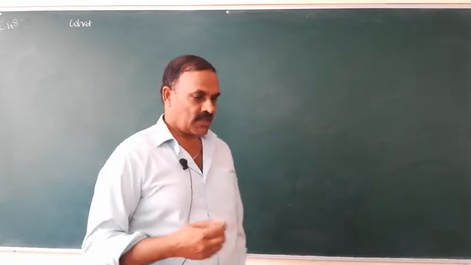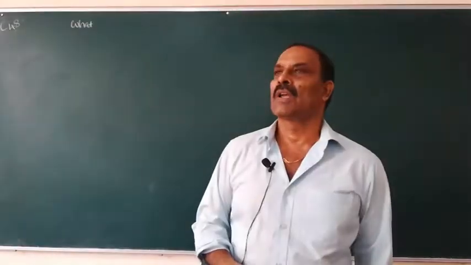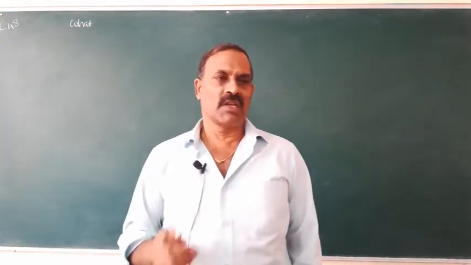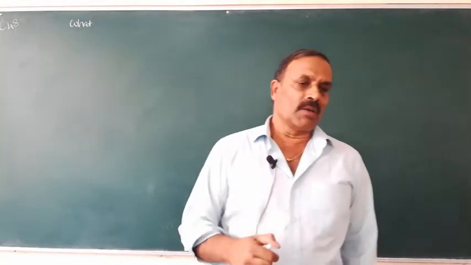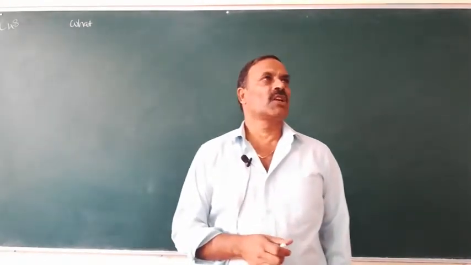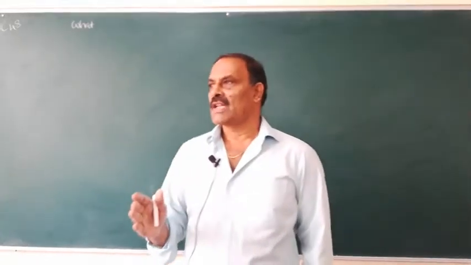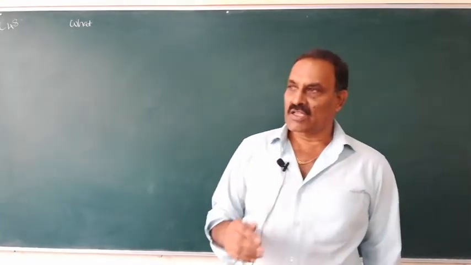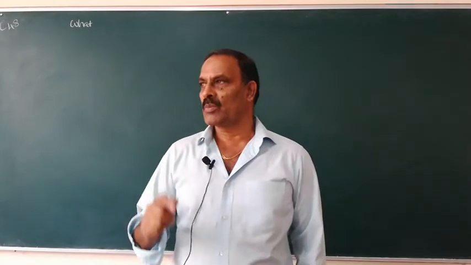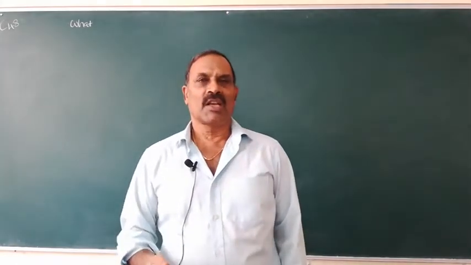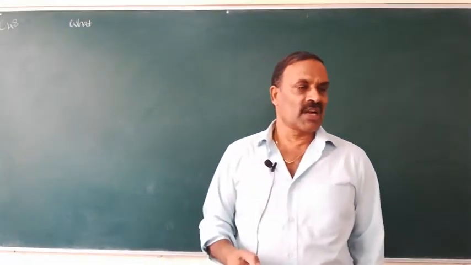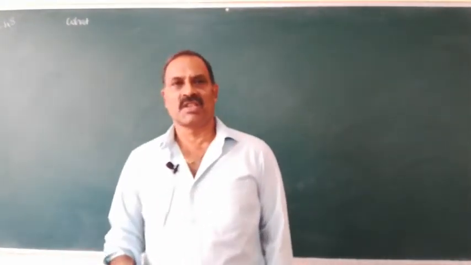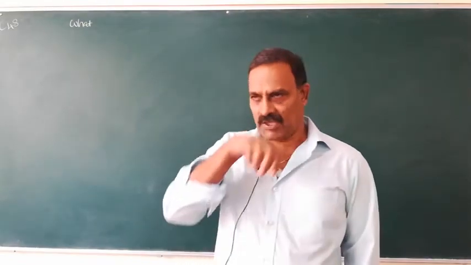So dear students, today we will study... yesterday we studied hydrogen electrode, particularly standard hydrogen electrode. What is standard hydrogen electrode? Hydrogen gas at 1 atmospheric pressure dipped in hydrogen ions of 1 molar concentration in presence of inert metal like platinum forms standard hydrogen electrode or normal hydrogen electrode. It is represented as SHE or NHE.